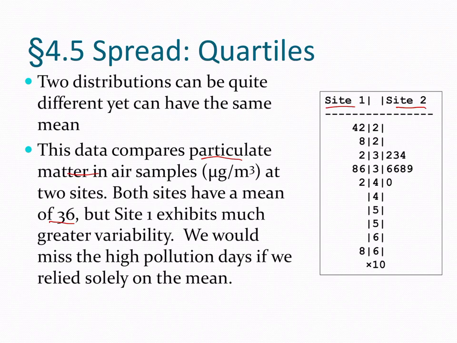When we actually look at the data presented to us, we can see that the spread, the range here, is a lot greater than the spread in range here for site 2. And like we said, if we just relied solely on the mean, we wouldn't really get the full picture of the actual high pollution days.